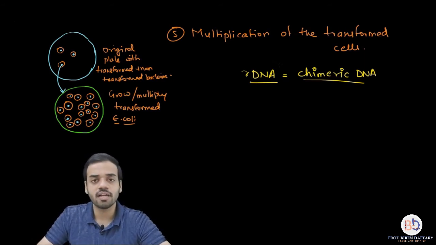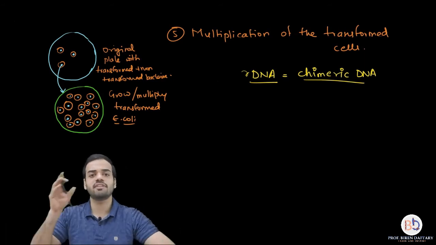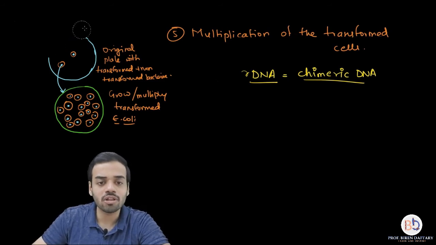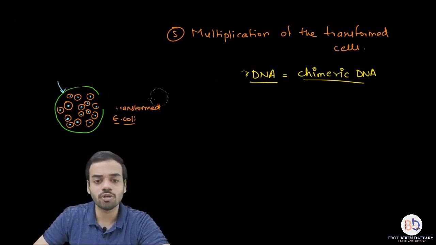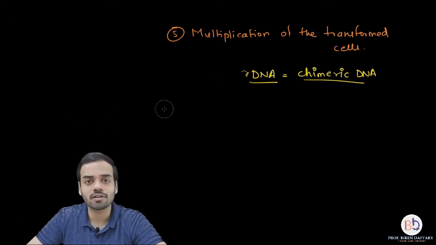And now you have the last step. You have got many colonies of transformed cells. Each of the cells is having the recombinant DNA. Now all this you are doing for what? Why are you doing all this hard work? To get the desired product.